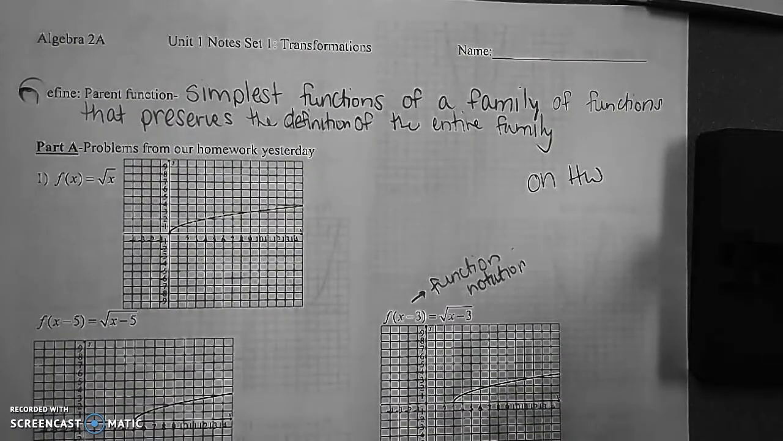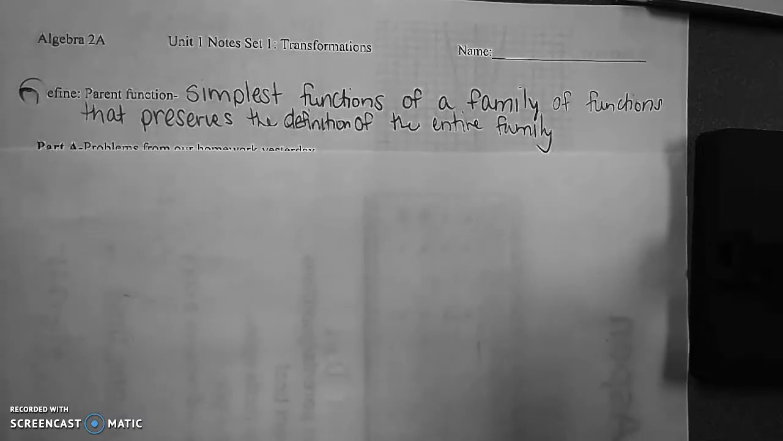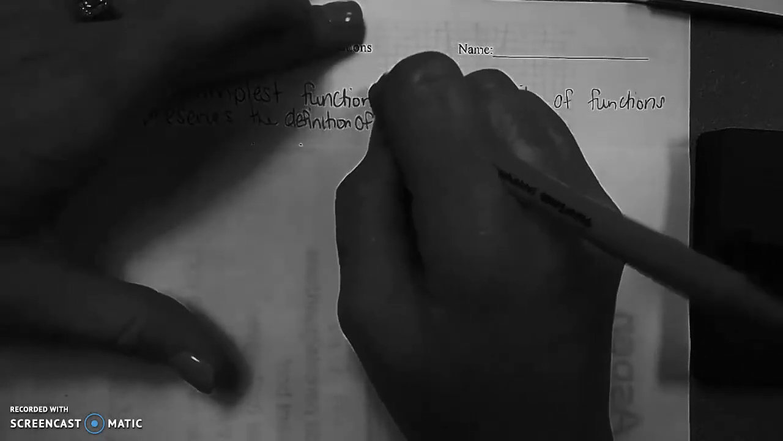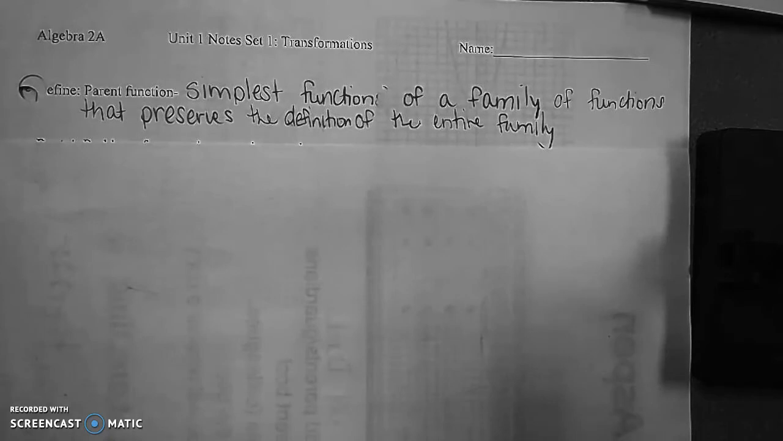Started on our notes, you might want to pull out your homework from last night because you're going to see a lot of similar problems, actually some of the exact same problems, to lead you to some patterns. So the first thing you see on your notes is the definition of a parent function. And so a parent function is the simplest function of a family of functions that preserves the definition or shape of the entire family. And so what do I mean by that?